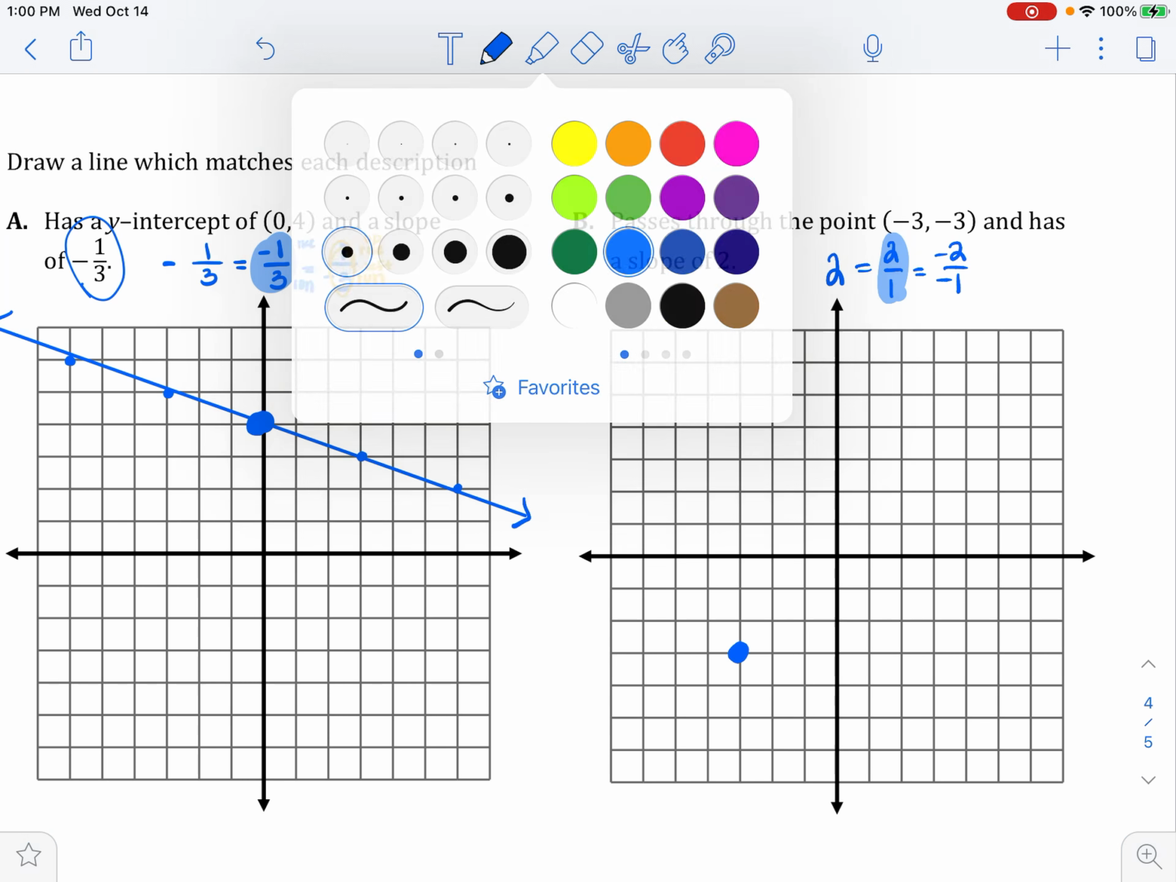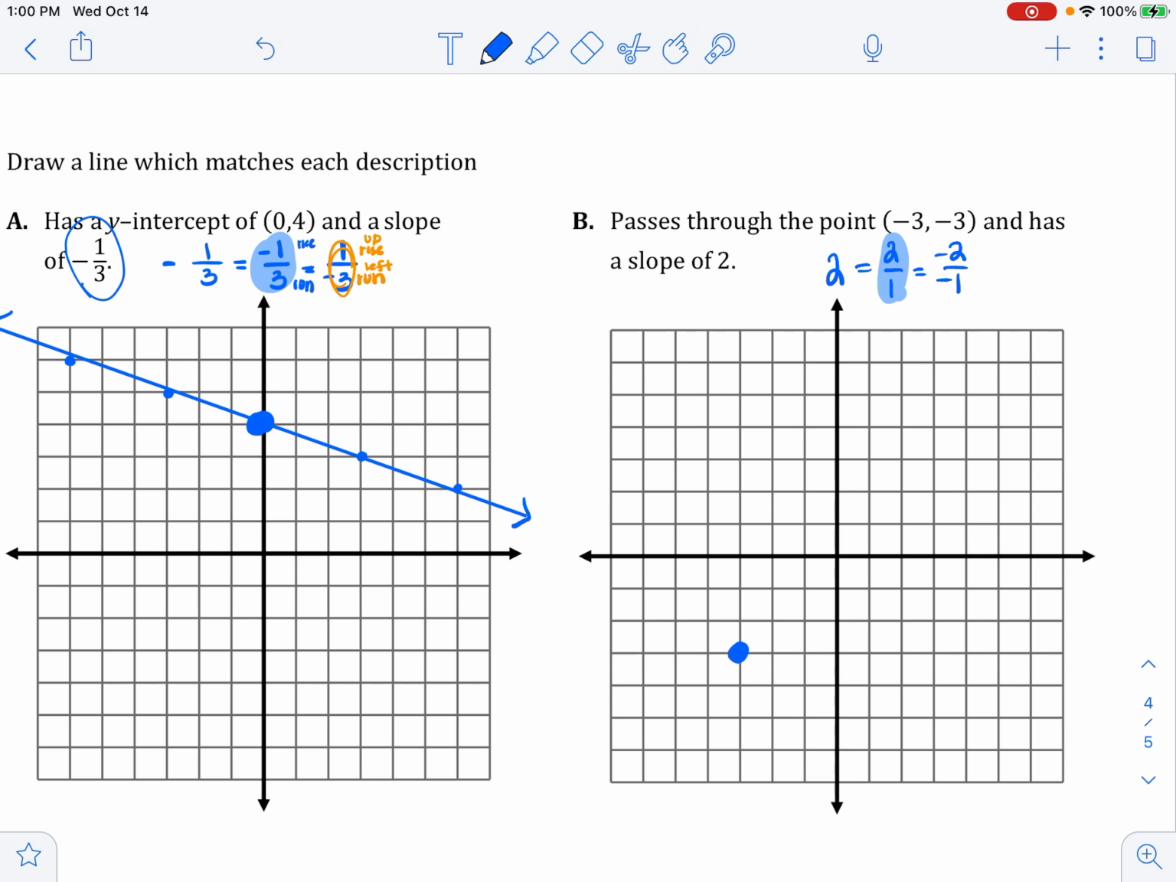So let's start with this right here. Rise over run. Rise 2, that's up 2. Run positive 1, so that's right 1. Up 2 over 1, up 2 over 1.